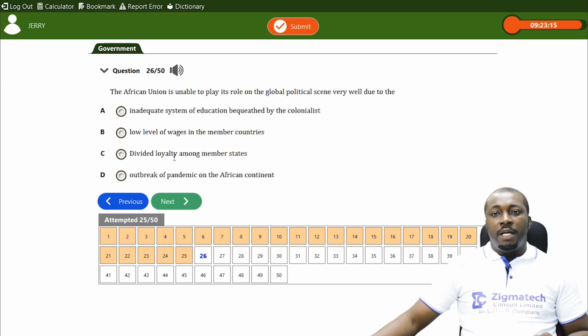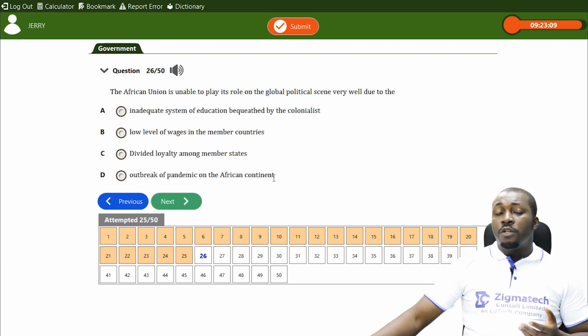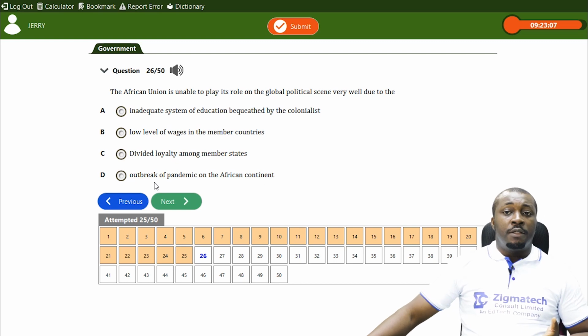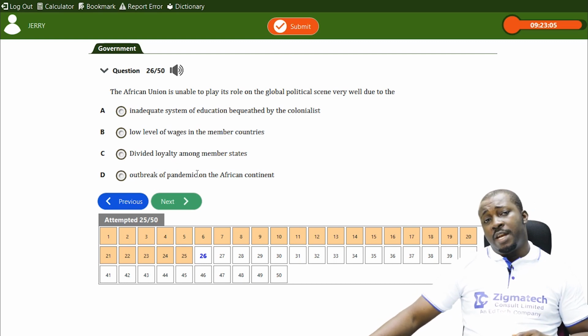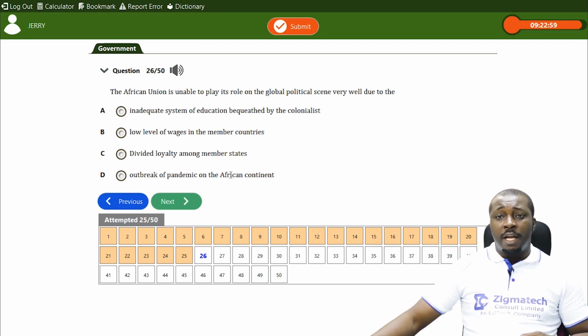C, divided loyalty among member states. D, outbreak of pandemic on the African continent. It's not only in African continent that we see pandemic. Even COVID-19 pandemic didn't start from African continent. It originated from Asia, in China precisely.